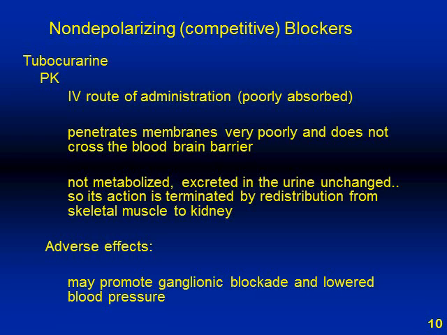A little bit about tubocurarine from a pharmacokinetic stance. The drug must be administered intravenously because of poor absorption. The drug penetrates cellular membranes very poorly, and it does not cross the blood-brain barrier. Of interest is that it is not metabolized. It is one of the rare drugs which gets excreted into the urine unchanged. And the way that its effect is terminated is by a redistribution out of the skeletal muscle to the kidney, where it gets dumped into the urine.